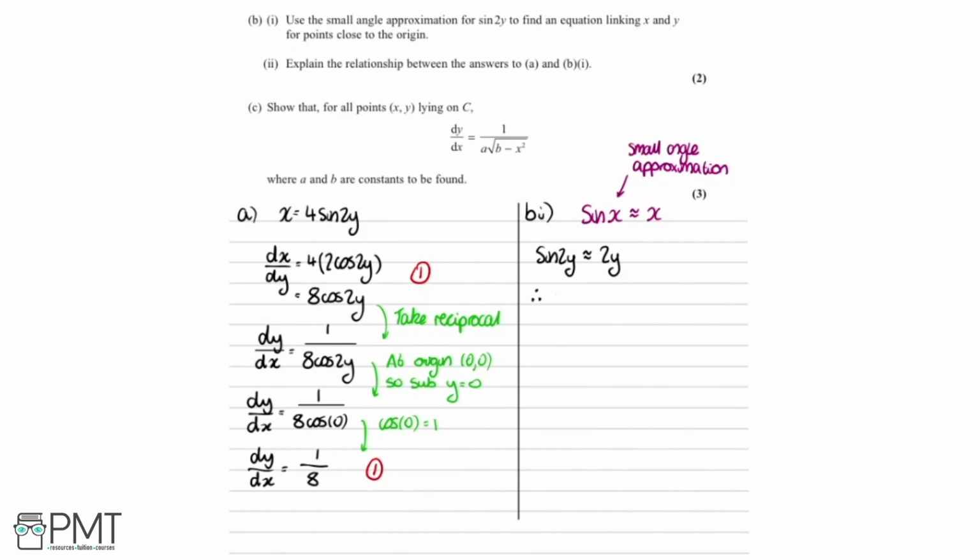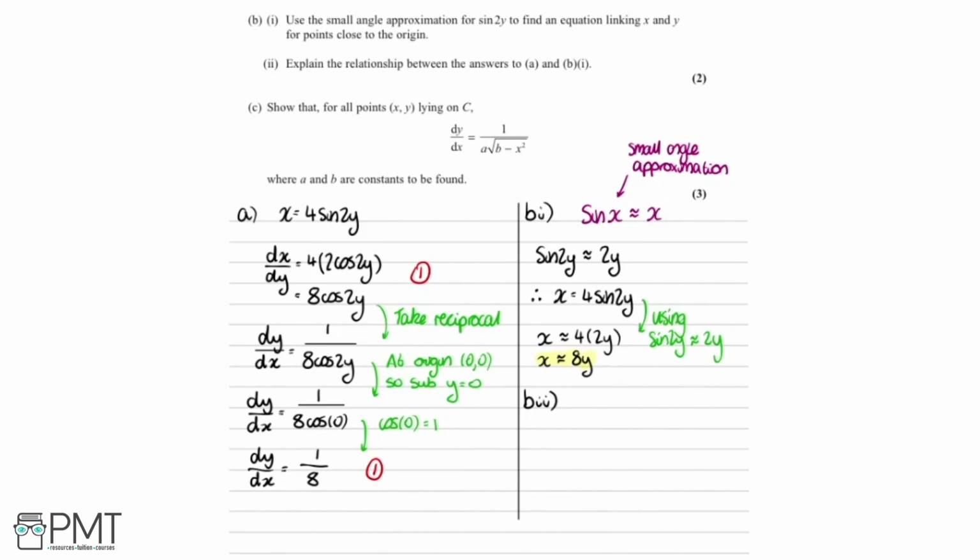So therefore we say x equals 4 sine 2y. And then using sine 2y is approximately equal to just 2y, we can say that x is approximately equal to 4 multiplied by 2y. So x is approximately equal to 8y. And that's the final equation linking x and y.